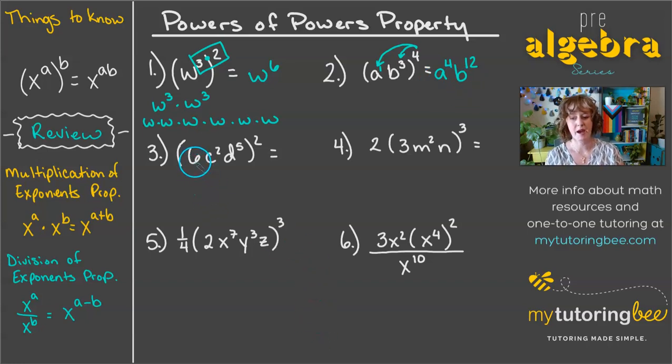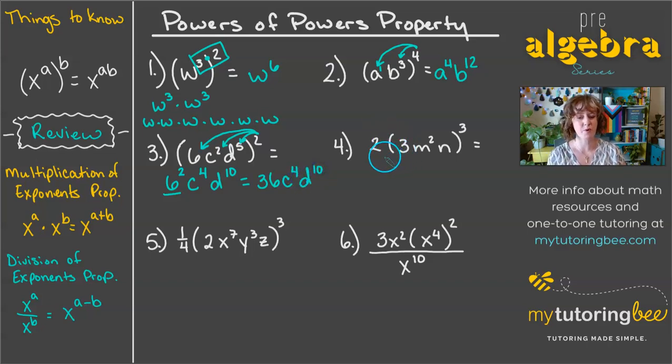All right, now we have a coefficient and a couple of different bases, but the same rules apply. We're going to apply this 2 exponent to all of these bases inside of here. So that's going to give us 6 to the 2nd power, c to the 4th power, d to the 10th power. And then we can further simplify this 6 to the 2nd power. 6 times 6 is 36, so that will give us 36, c to the 4th, d to the 10th.